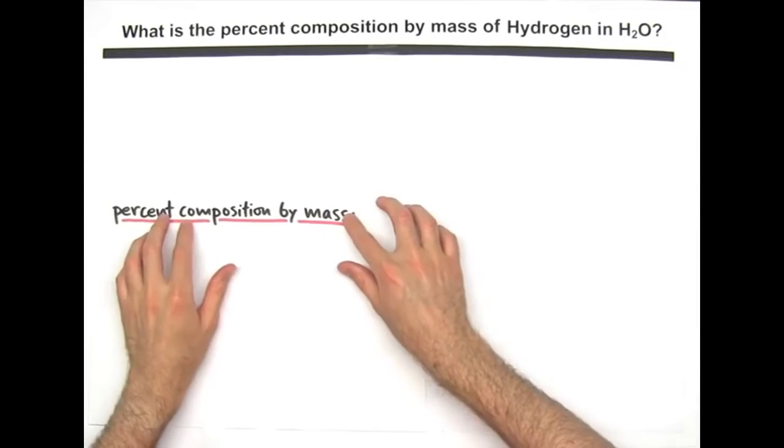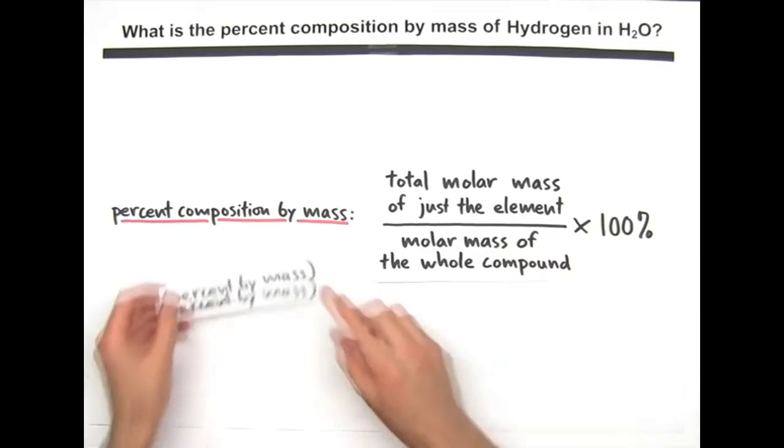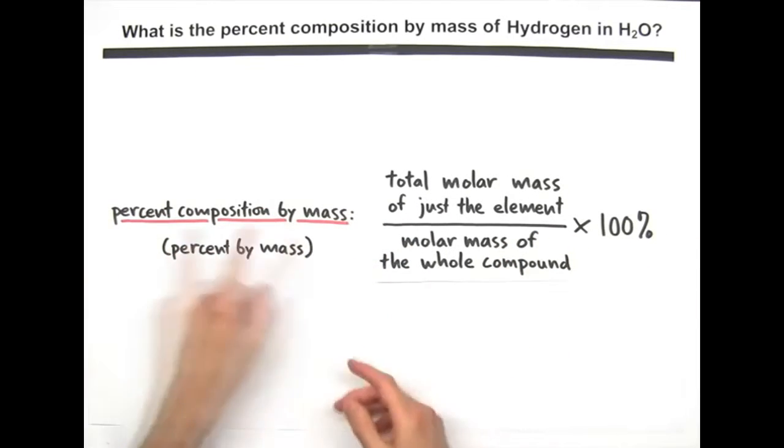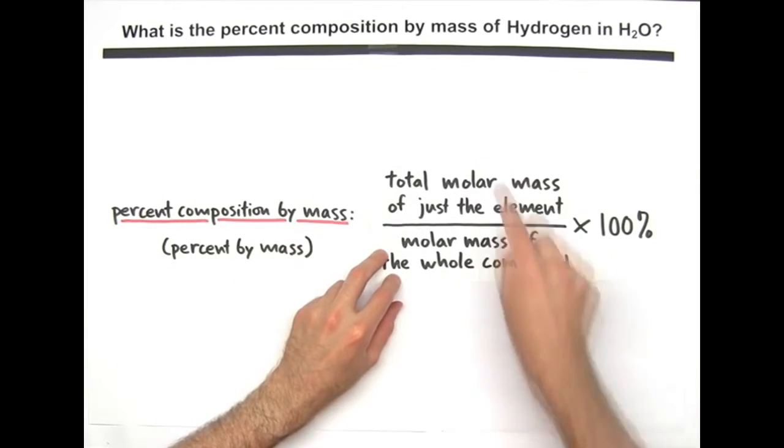To start solving this, let's take a look at the formula that tells us how to calculate percent composition by mass. And just so you know, sometimes percent composition by mass is referred to only as percent by mass. They're the same thing. Okay, so here's our equation, and it's got a big fraction. The fraction's got a top and a bottom.